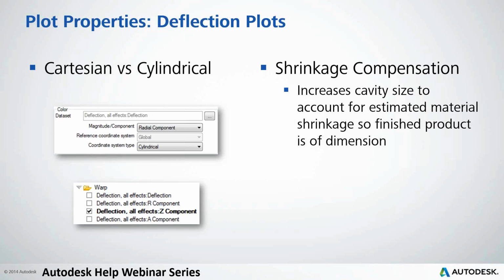But essentially, the shrinkage compensation is a way to increase the cavity size to account for any estimated material shrinkage. You can do this isotropically and anisotropically, and it also allows for an automatic calculation behind these, as well as a manual input on these shrinkage values. So if you have experience with, say, how a specific part shrinks, then you can enter those in by yourself. Or if you're not too sure about it, you can have Moldflow calculate it based on the results of that deflection analysis.